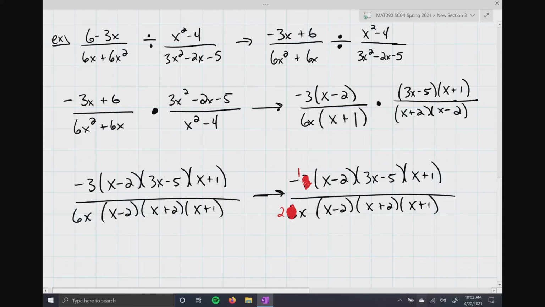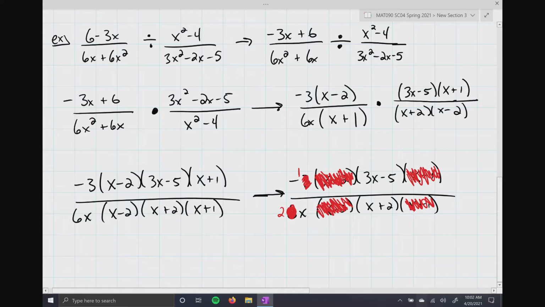Now, the x minus 2 in the numerator and the x minus 2 in the denominator, cross them out. On the far right, the x plus 1 and the x plus 1, cross them out. So the only thing you have left over in the numerator is negative 1 times 3x minus 5. And then in the denominator, you have 2 times x plus 2.